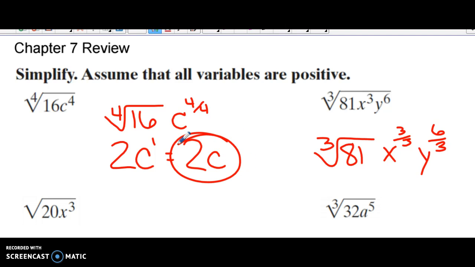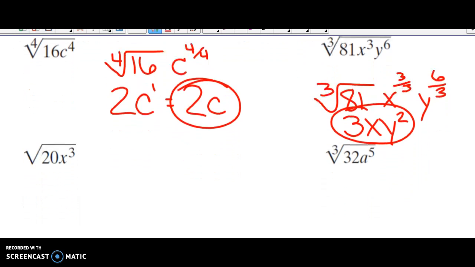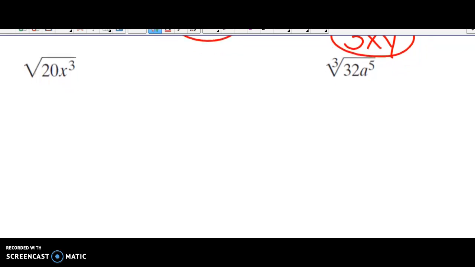All right, going over here to the cube root of 81. All right, and I wrote all of the exponents out in exponential form. So the cube root of 81 is 3. And x to the third over the third is going to just be x. And then how many times does 3 go into 6 evenly? It goes in twice. And there's none left over. So that's our answer there. All right, let's scroll down and look at the next part of problems.